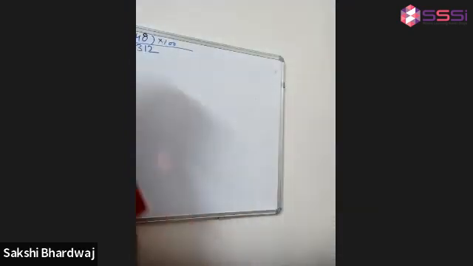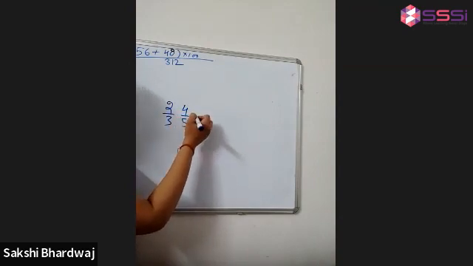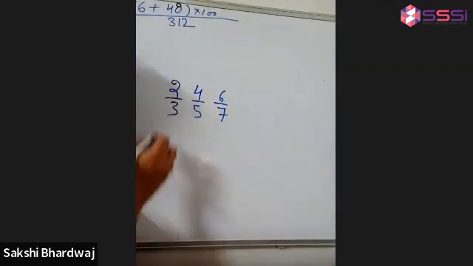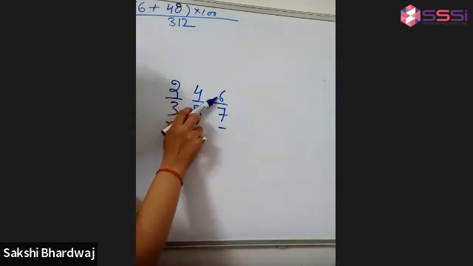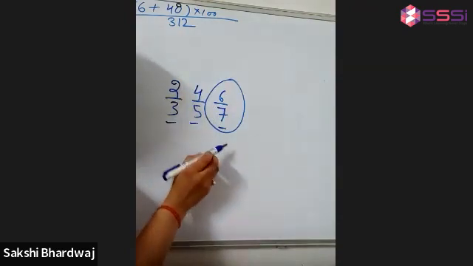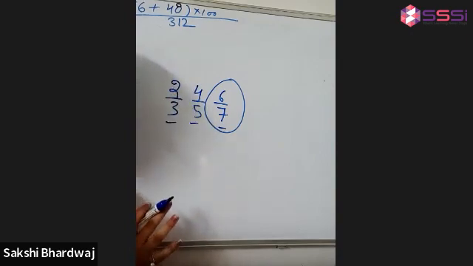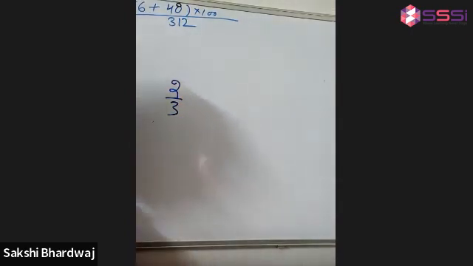Okay, I'm giving you a thing which isn't in your syllabus, but just for your knowledge. Risha, if you have fractions 2/3, 4/5, 6/7, the difference is 1 between the numerator and the denominator. Now, which fraction is greater? The greater one will be the greater, the smaller one will be smaller. It follows only when the difference is one.